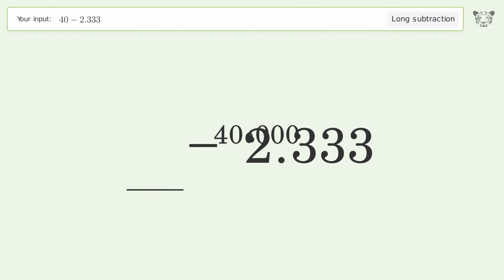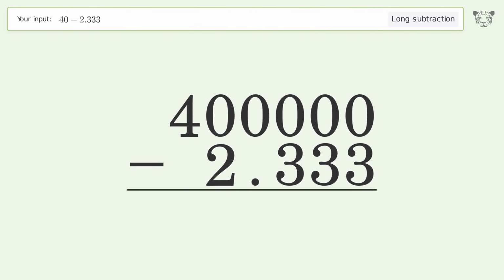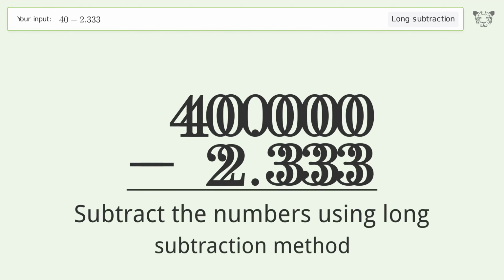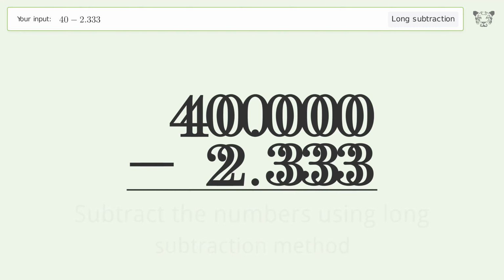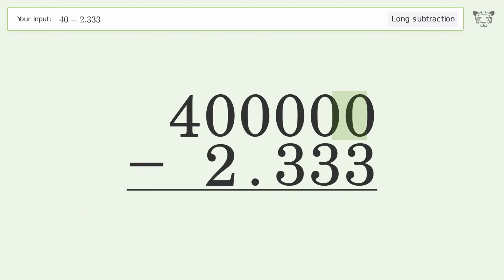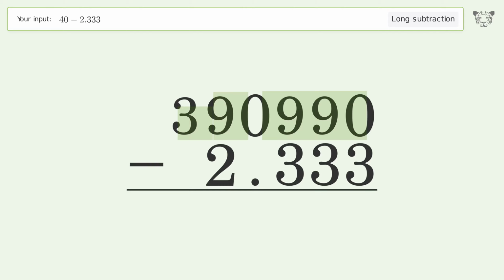Rewrite the numbers from top to bottom, aligned by their place values. Put zeros in the blank number places. Subtract the numbers using long subtraction method. Because the upper digit, 0, in the thousands column is too small to get a positive difference, borrow 1 from the number to the left, 40.00, which becomes 39.99, and get 10.